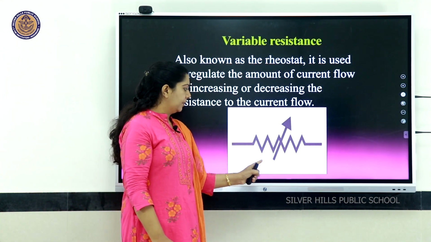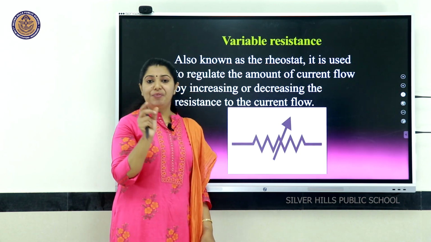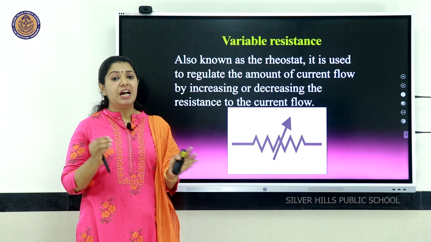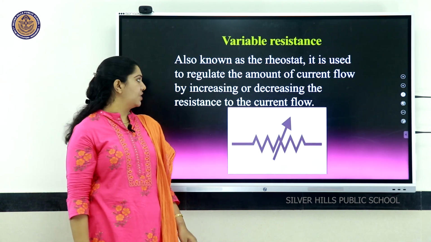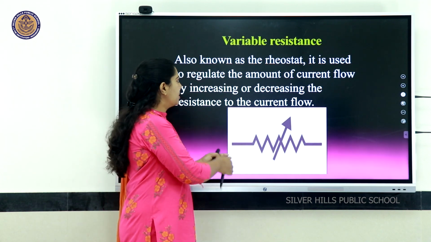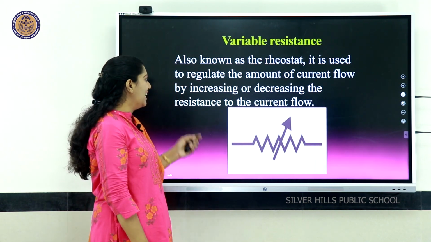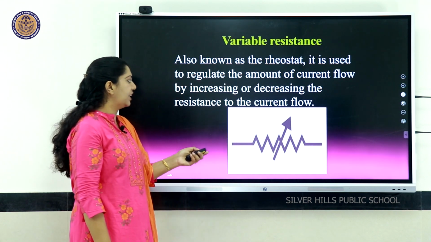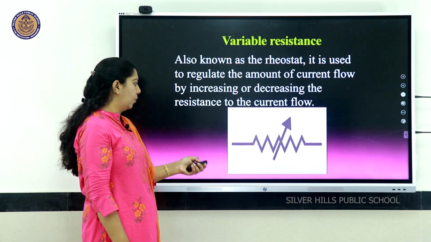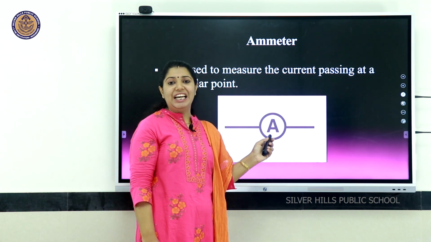Variable resistor. This is the representation of a variable resistor. The use of a variable resistor is that we can adjust the value of resistance. We don't want to connect resistors one by one. By using this rheostat, we can regulate the amount of current flow by increasing or decreasing the resistance to the current flow.